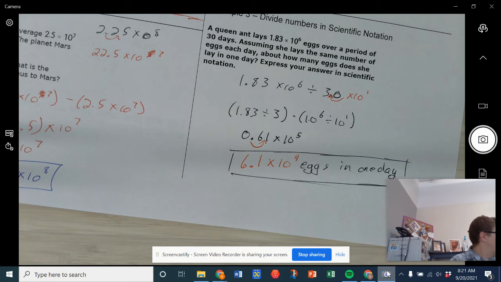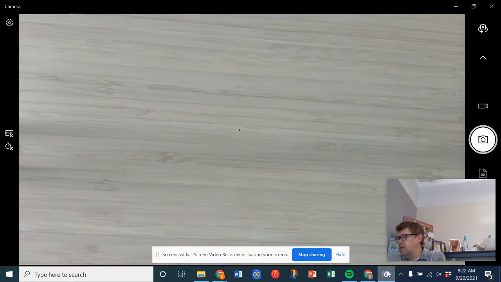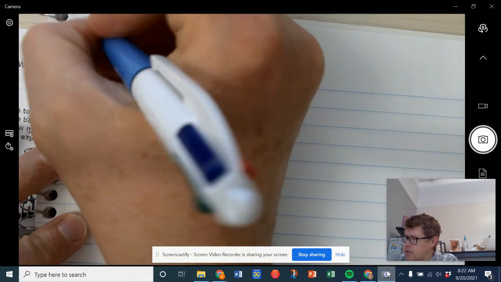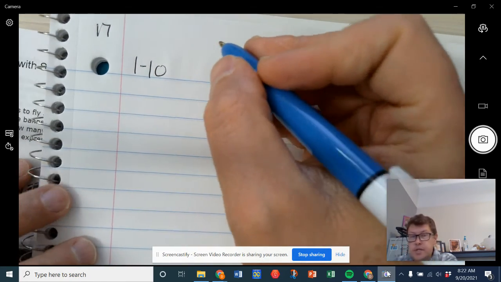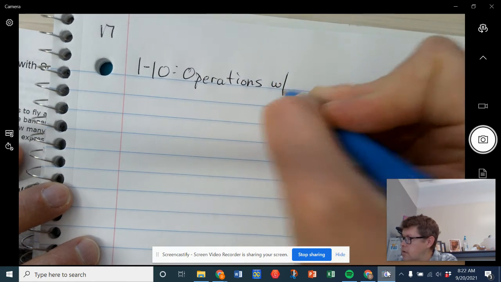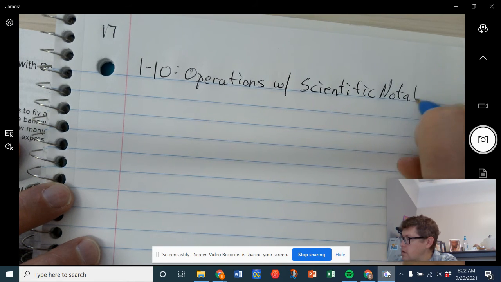Okay, so we're going to take this, fold it in half, hamburger style, and put it in our notebooks. This is going to go on page 17. Fold it in half like so. Make sure the white blank part is on the back. That's where the glue goes. This is going to go on page 17. This is operations with scientific notation. Just like so.